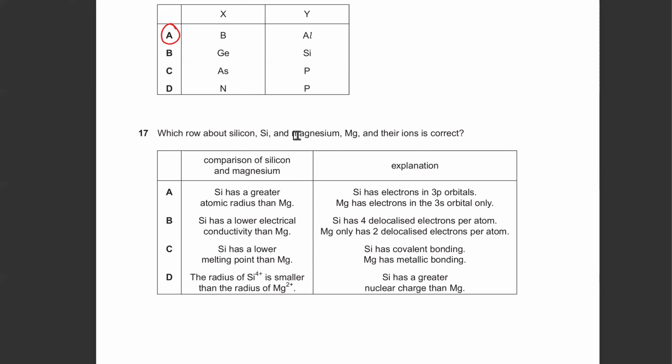As the next one, which row about silicon and magnesium and the iron is correct? Again, they are in the same period. First one is wrong. Silicon has a smaller atomic radius. Okay. Second is right? Yeah. This one is wrong. Lower melting point is wrong. And same thing. Both is correct.